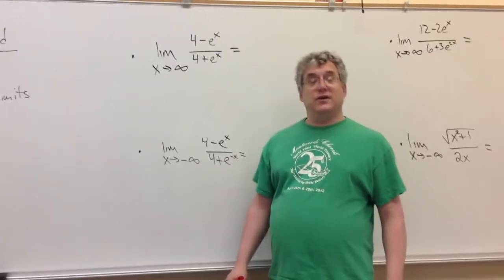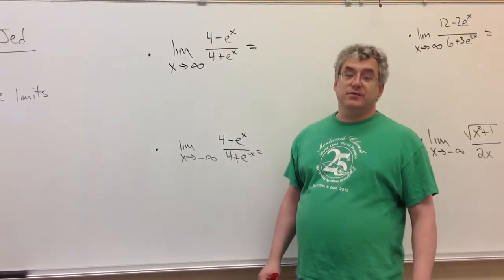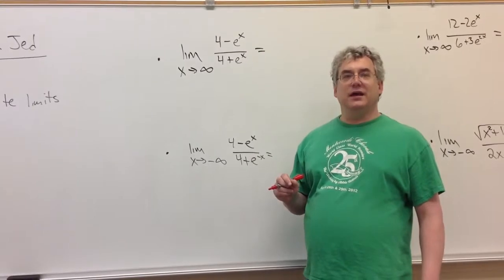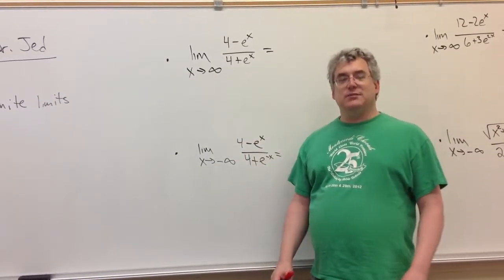It looks kind of like a rational function. It is a ratio, but that's an e to the x. It's not an x squared or something like that. This is not a rational function, so the rules for rational functions don't directly apply. However, as x goes to infinity, the same concepts apply.